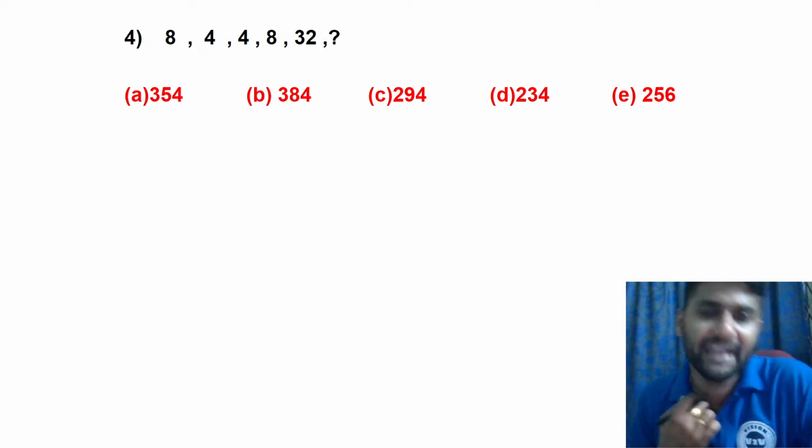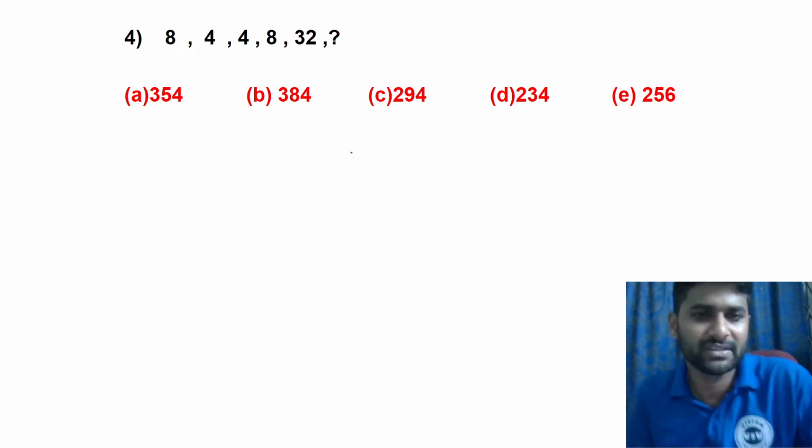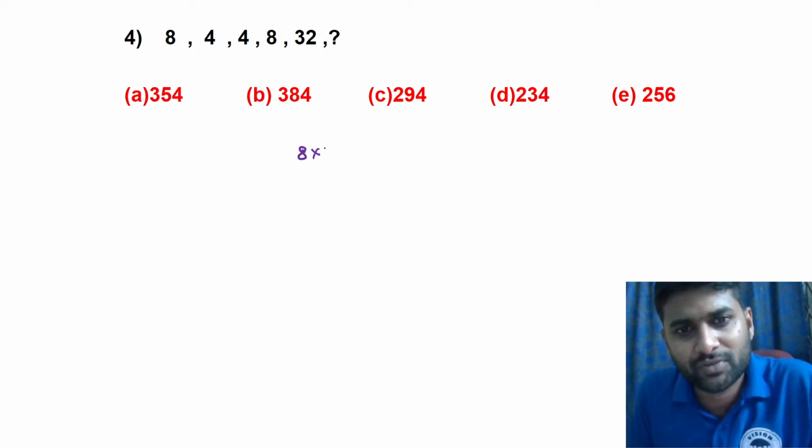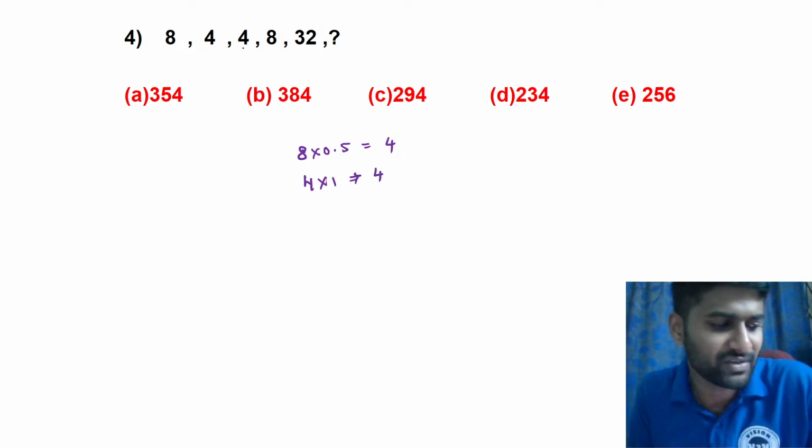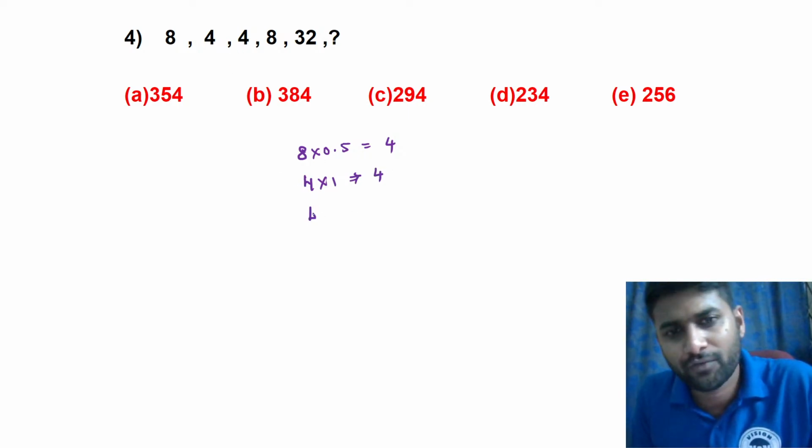Here the next numbers: 8, 4, 4, 8, 32. You can see 8 is multiplied by 0.5 and becomes 4. And 4 is multiplied by 1 time, it becomes again 4. That's why you can see two fours here. Again, 4 is multiplied by 2 and becomes 8. 8 is multiplied by 4 and becomes 32.